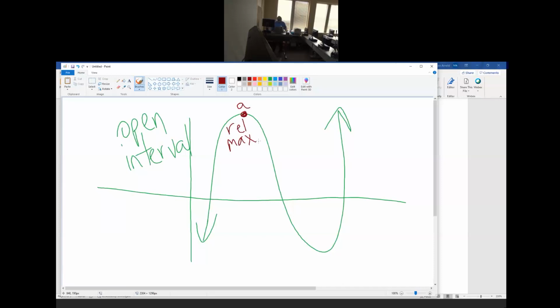Now, graphically, how you can tell that you got a relative maximum point is that it's usually at the top of a curve. And we could probably label this bottom part B as a relative minimum point. Usually in a graph of a function, the relative minimum point is at the valley or at the very bottom.